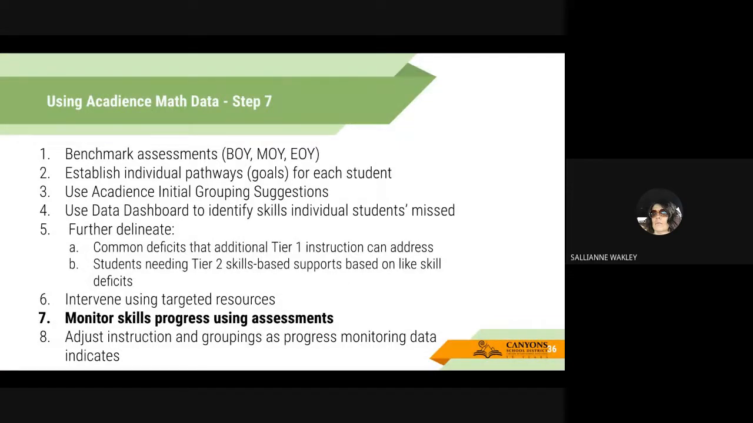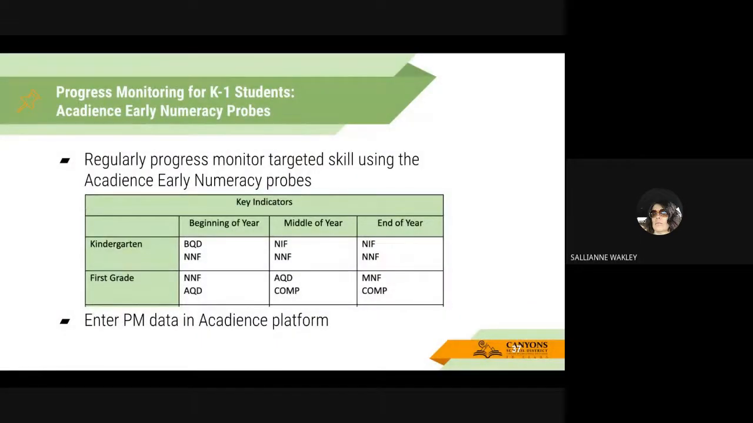So next, after we've taught, we need to make sure we're monitoring the skills progress using assessments. There are multiple ways we can do this. In the early grades, it's actually the early numeracy probes in Acadience. They're good to use because I can give a 1-minute probe, and the best thing about that is I can enter it in my Acadience platform.